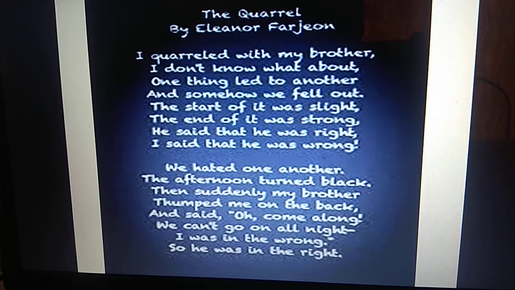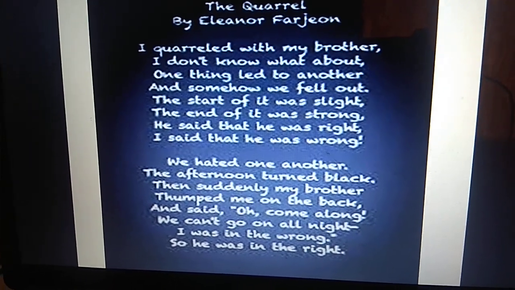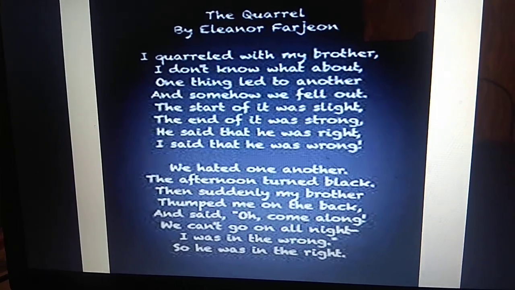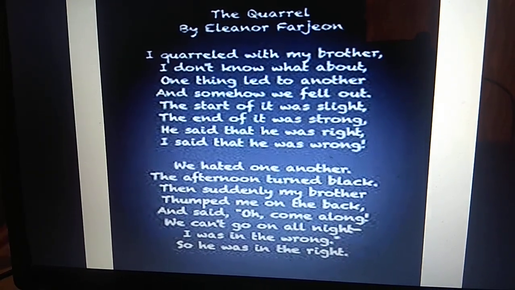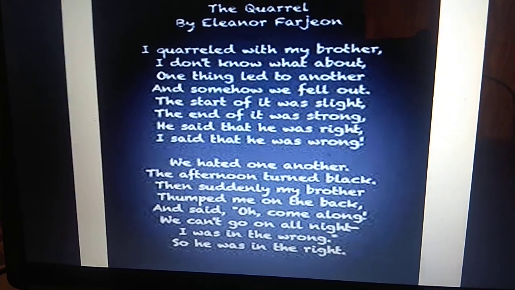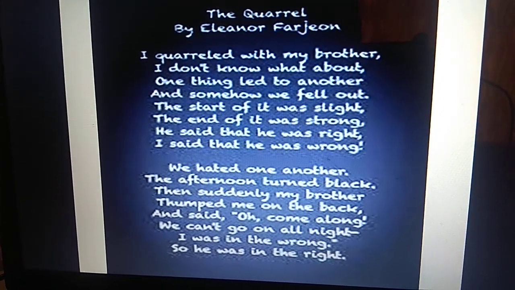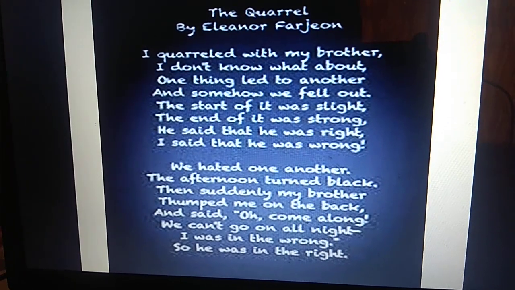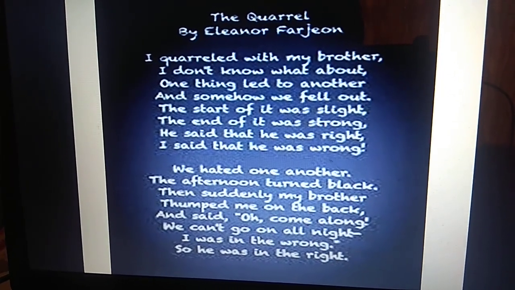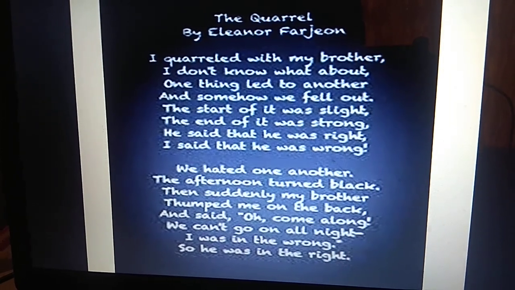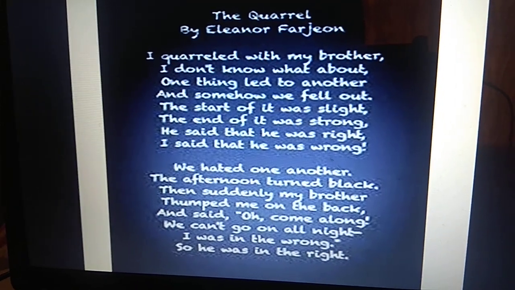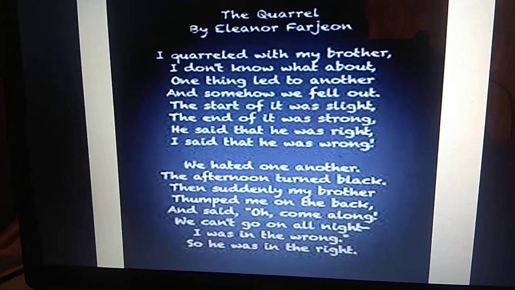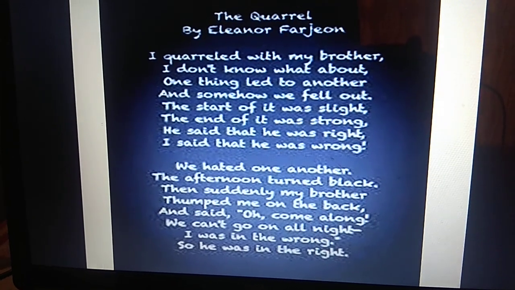I quarreled with my brother, I don't know what about. One thing led to another, and somehow we fell out. The start of it was slight, the end of it was strong. He said that he was right, I said that he was wrong. So in the beginning, there was a small reason for our fight that we all forgot. Both of us forgot what the reason was. But we started fighting with each other, and our quarrel became strong. We both were thinking that we are right. I was saying that he was wrong, and he was saying that he was right.